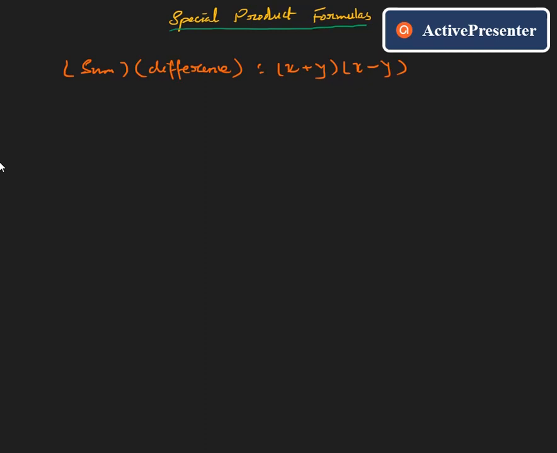The second special form: if we have a binomial raised to the power 2, that is, if we have x plus y squared, what does this equal to? And also x minus y squared, what does this equal to?